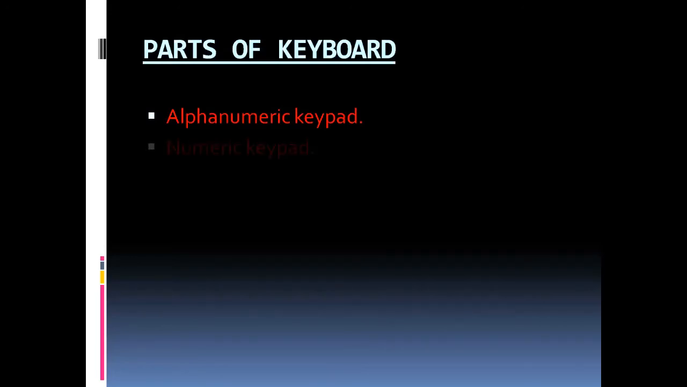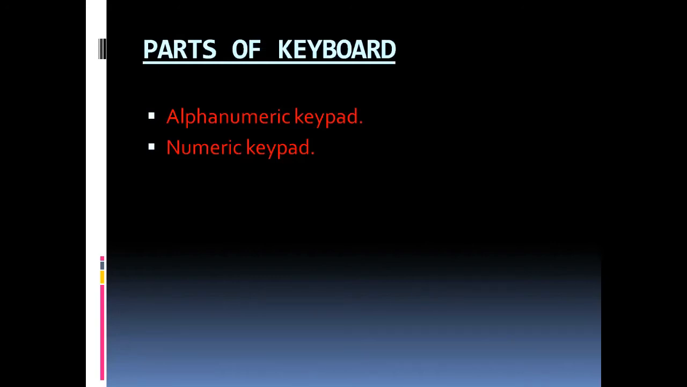Number two is the numeric keypad. It is usually placed on the right hand side of the keyboard and looks like a simple calculator. It includes the following keys: number keys from 0 to 9 digits, the four basic operations plus, minus, multiply, and division, and the Num Lock key that works similar to the Caps Lock.